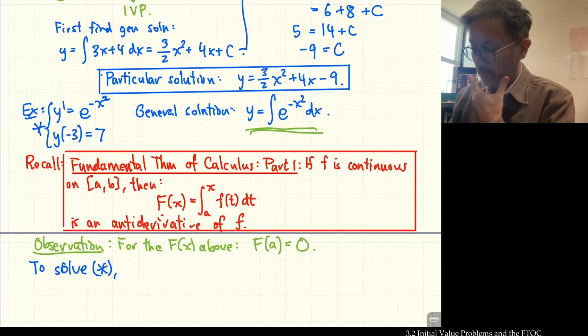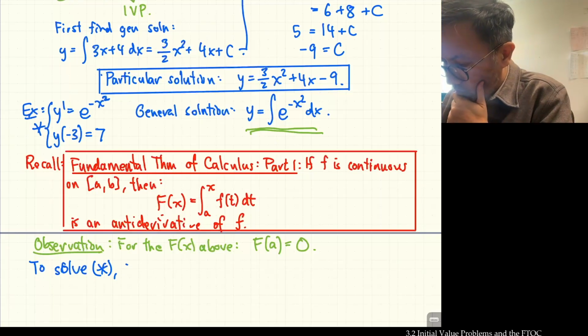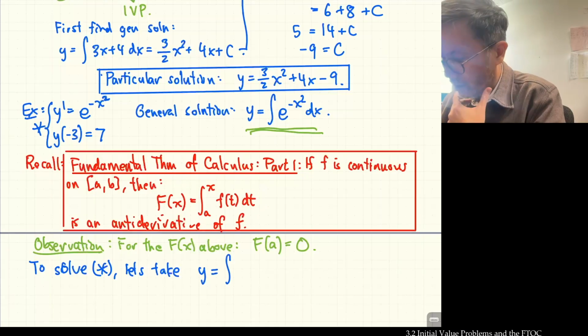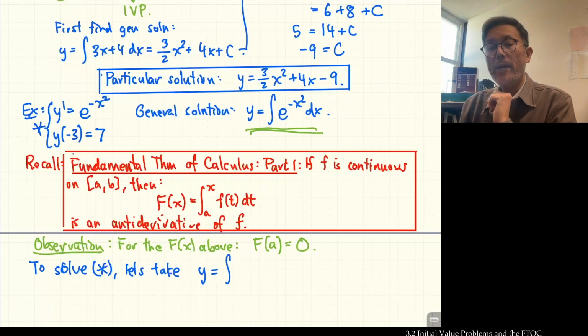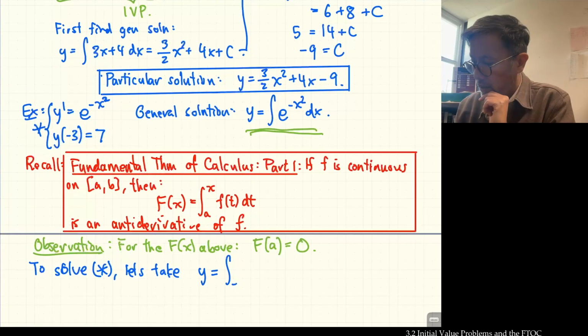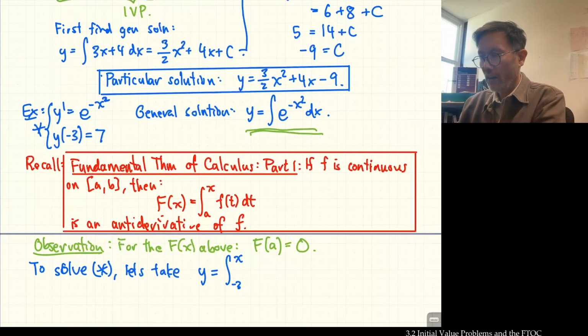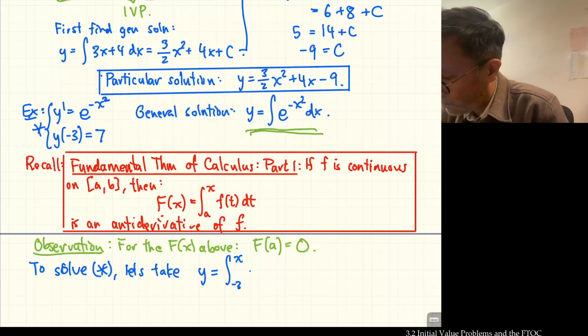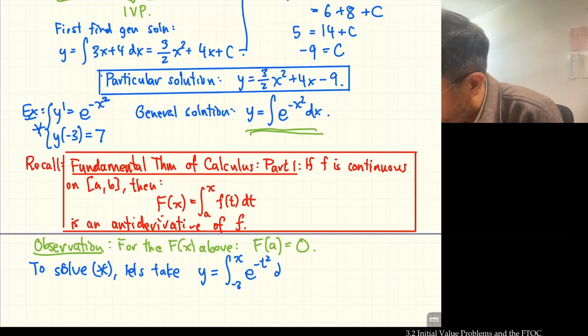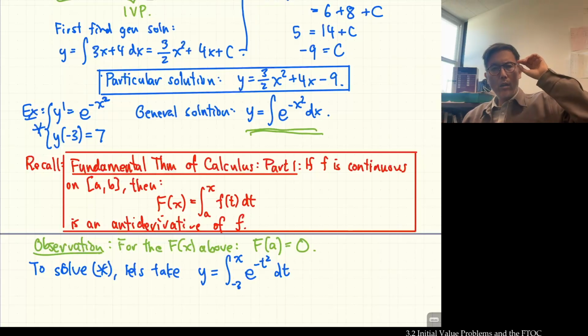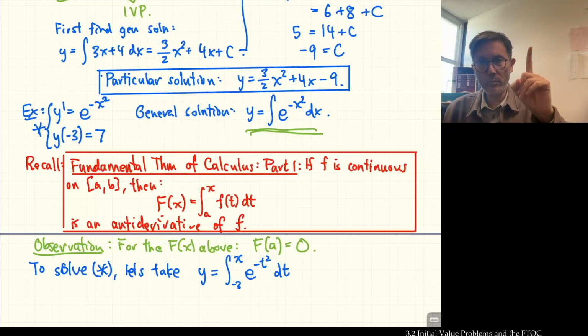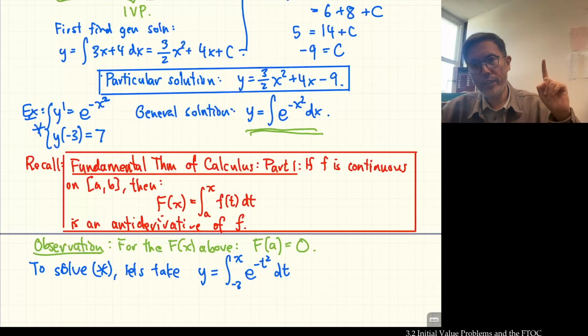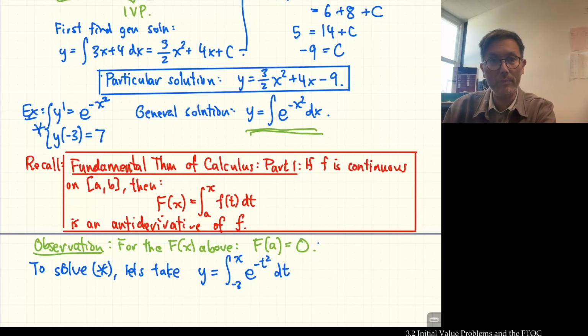To solve star, let's write down, let's take y to be the integral. Now I'm going to go from -3 up to x of, again, f of t dt. So e to the negative t squared dt. Okay? Now, I'm not done yet, but just observe, if we plug negative 3 in for x into this integral, we get 0. That's basically this green observation operationalized for this particular problem.